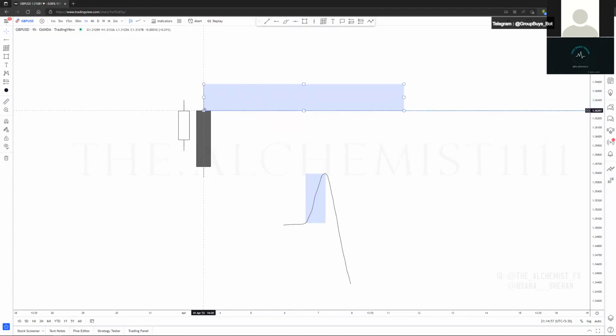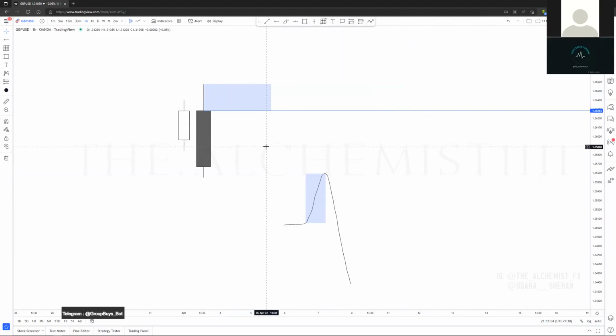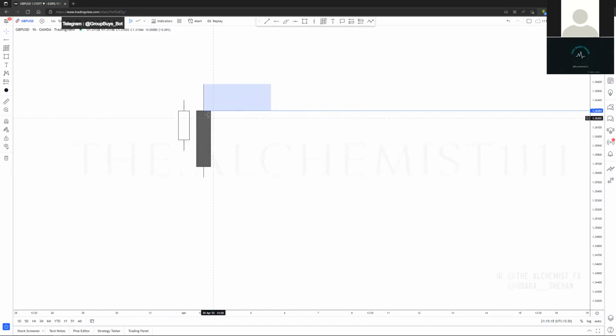If the base of the wick is untouched, we can use that as a point of interest. Simple, but very important, because we will be using rejection blocks a lot. The wicks, the unmitigated base of the wick, we will be using that a lot.